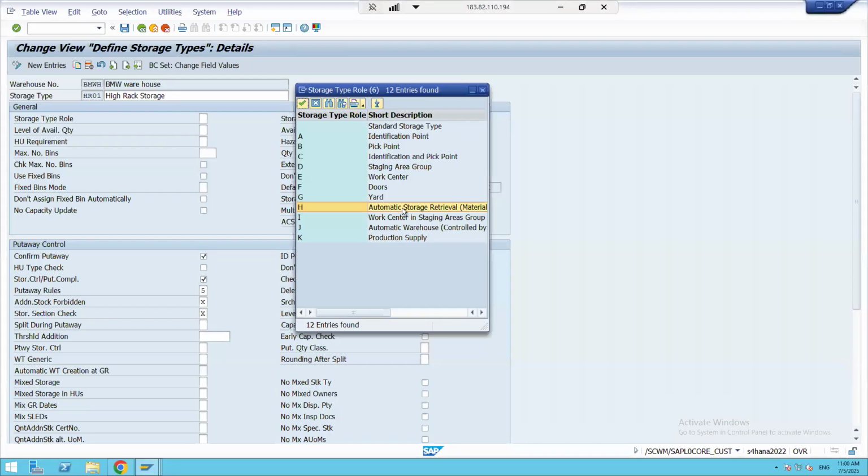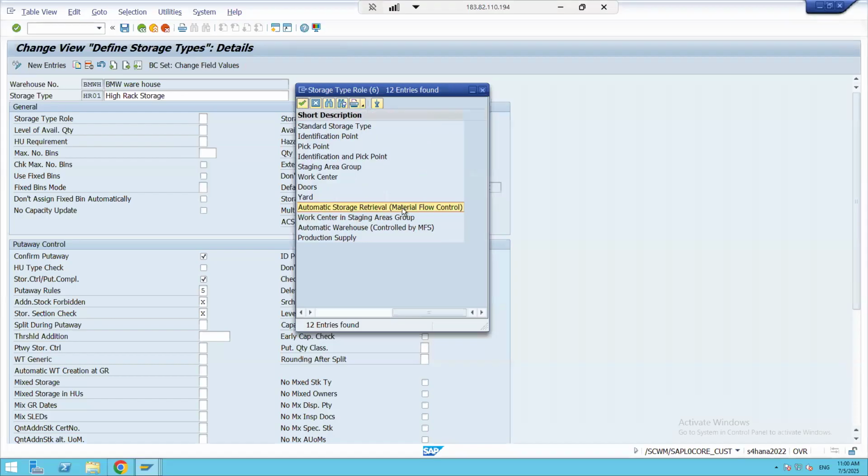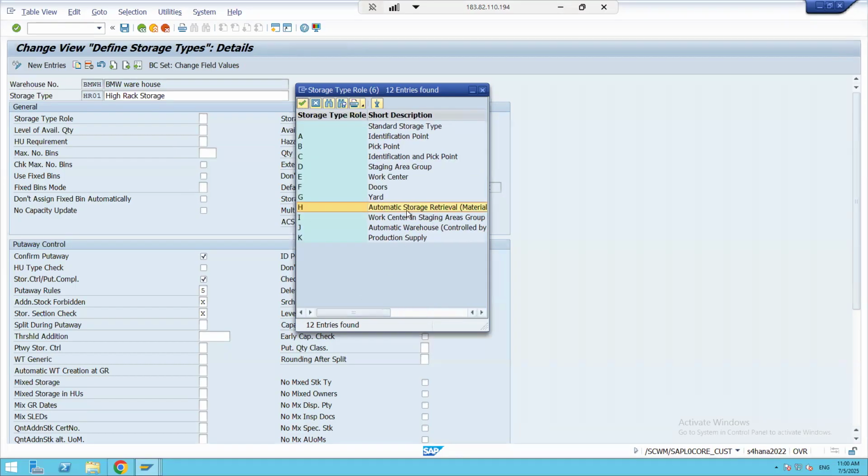Now is it clear? This is clear. The automatic storage table is clear for you. Yeah. Now the next one you can see is work center in staging area group. What is this one? Work center I see and staging area group also I see. But what is this work center in staging area group?